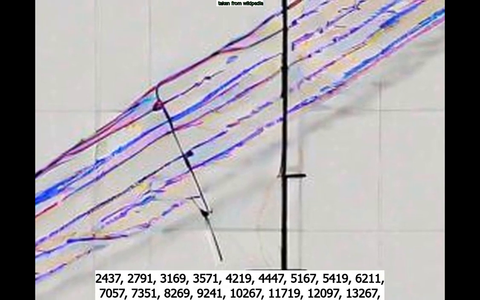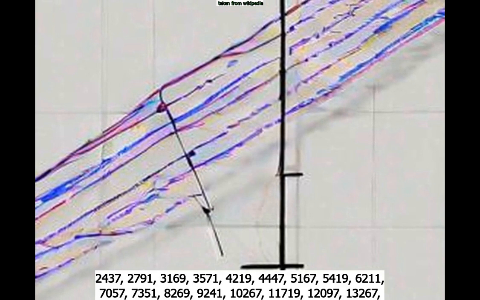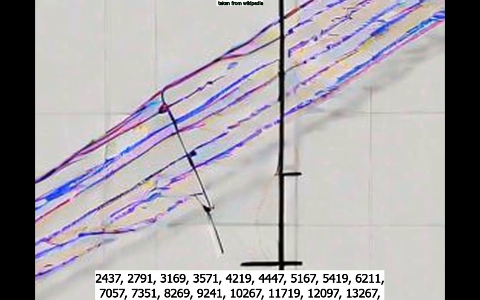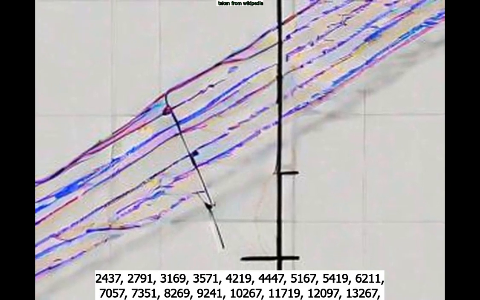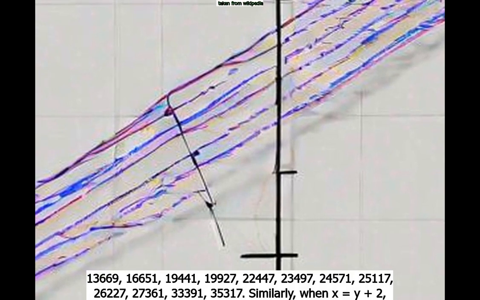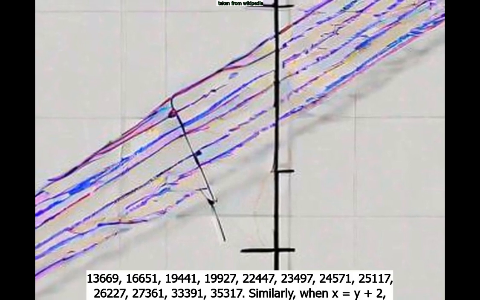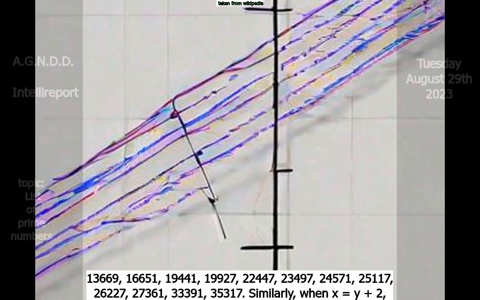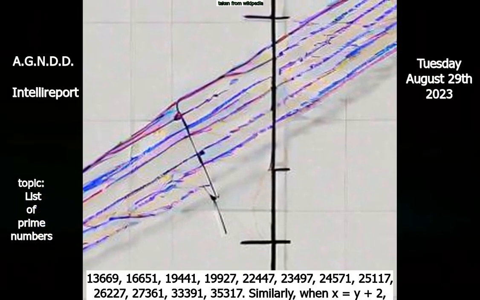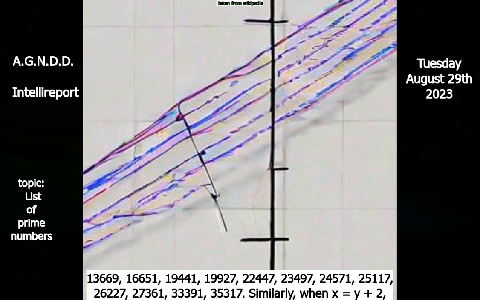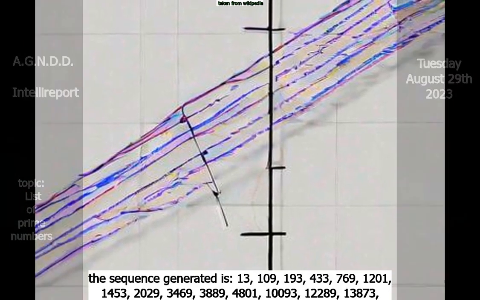4447, 5,167, 5,419, 6,211, 7,057, 7,351, 8,269, 9,241, 10267, 11719, 12097, 13267, 13669, 16651, 19441, 19927, 22447, 23497, 24571, 25117, 26227, 27361, 33391, 35317.